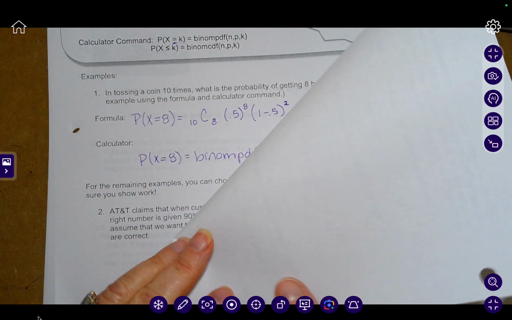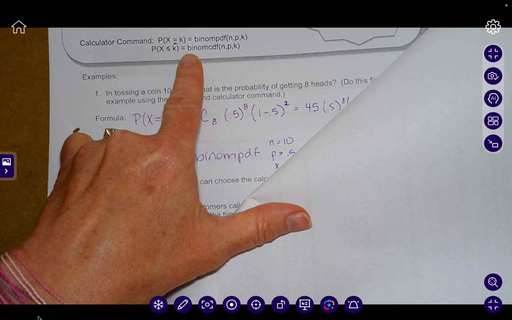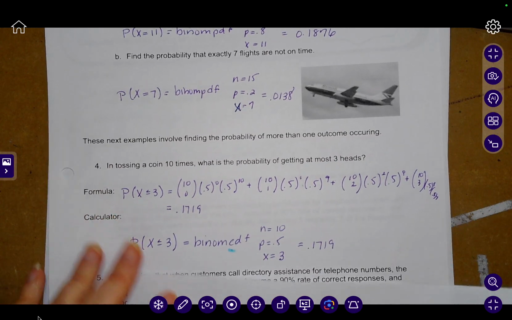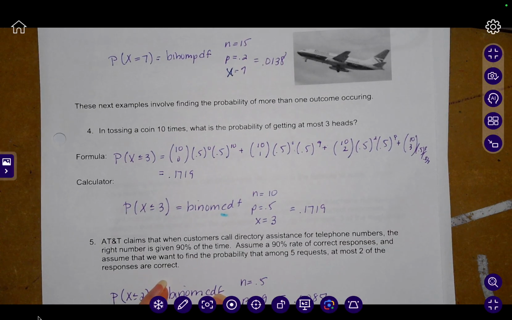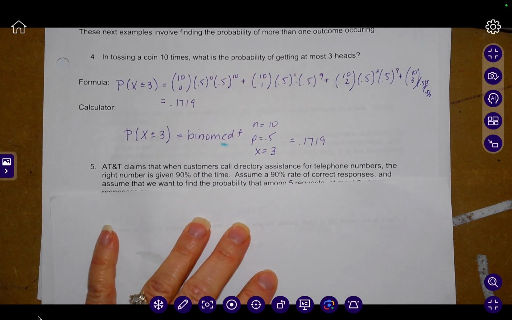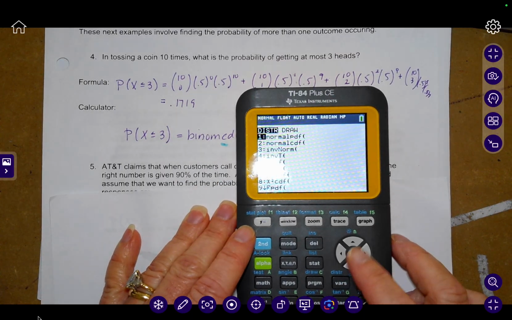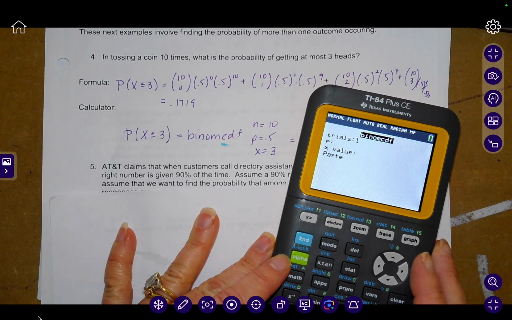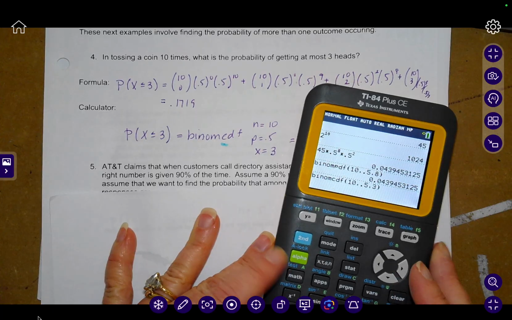There was another calculator command. It was the CDF. The CDF gives you cumulative probability, from 0 up to that number. So I'm switching here to CDF: binom CDF, n, 0.5, and then 3. The CDF command is in the same place, second vars, underneath the PDF. You're still telling it the number of trials and the probability, you're giving it the 3, you're hitting paste, and you're getting that.